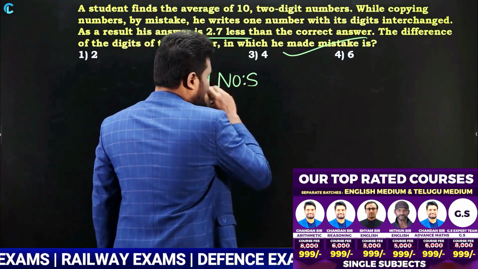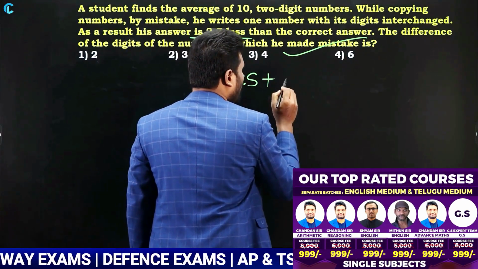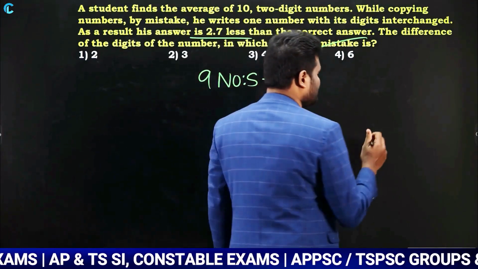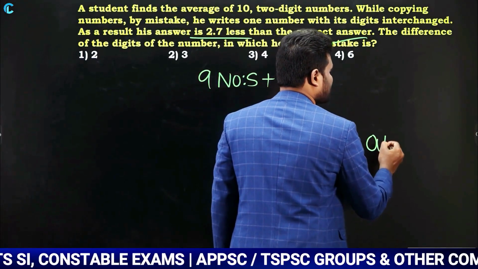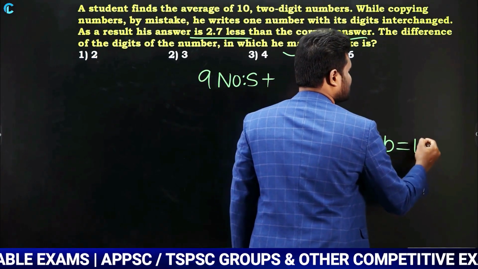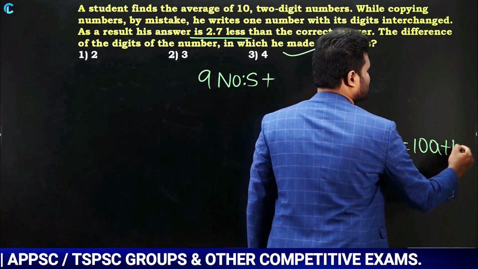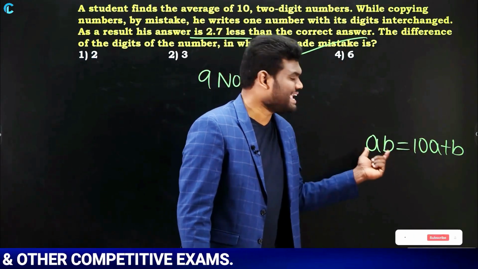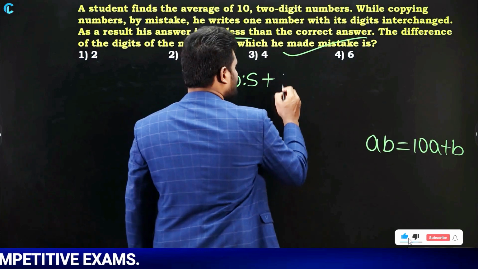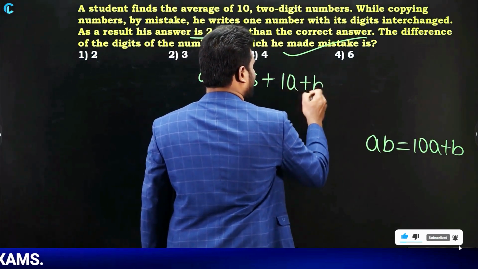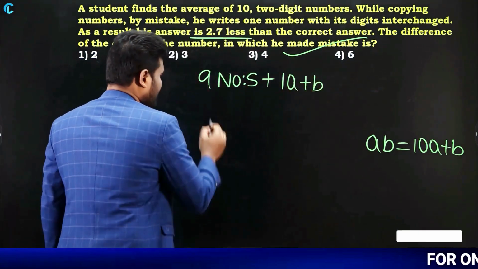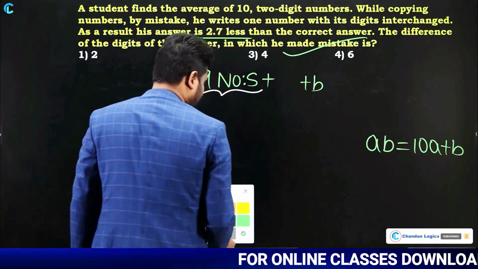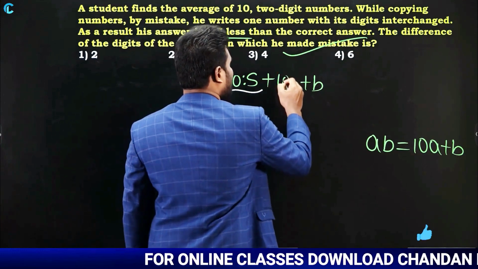Now it is said that after 9 numbers, one number has been interchanged. These are two-digit numbers, so I can write a two-digit number as AB. Now this AB can be written as 10A plus B. Yes or no? Why? Because A is in the tens place and B is in the units place. So AB is 10A plus B. Observe carefully: these are 9 numbers and this is our 10th number, which is nothing but 10A plus B.